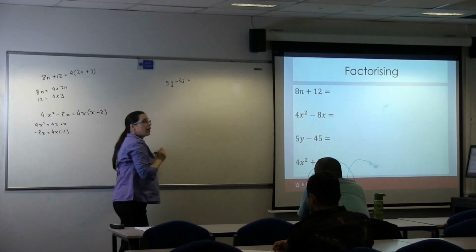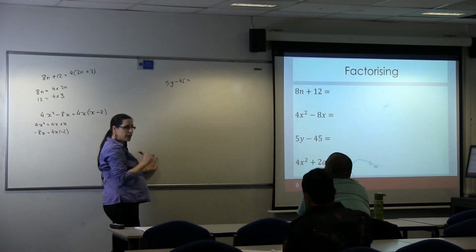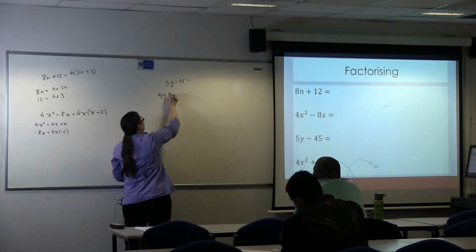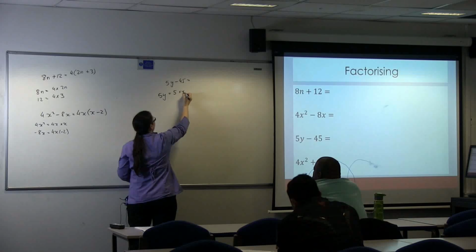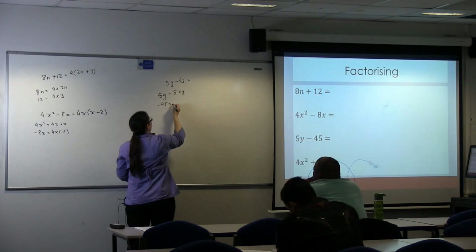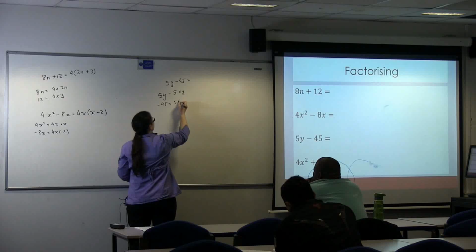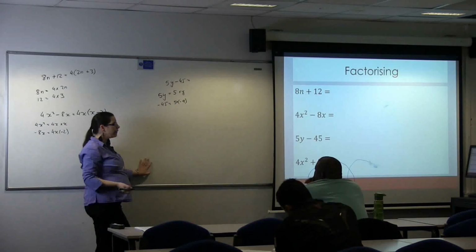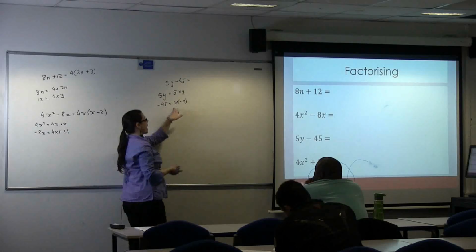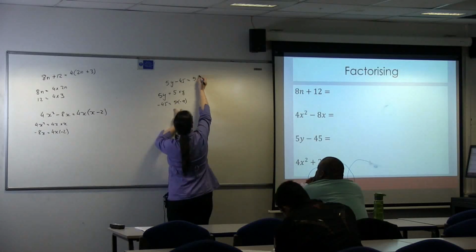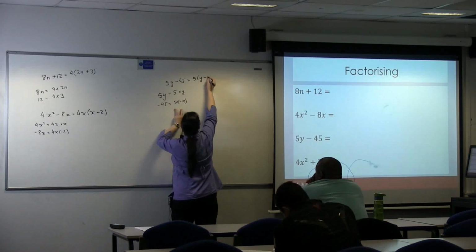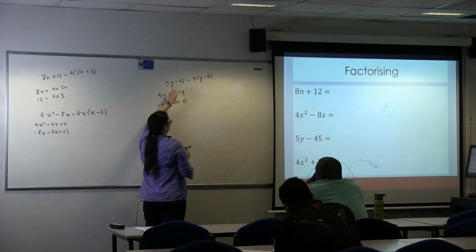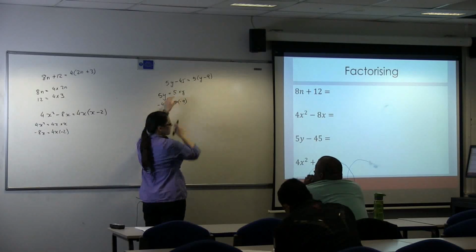If I look at 5y minus 45, that is probably simpler to see, because the 5y is 5 times the y, and the minus 45 is 5 times negative 9. And again, that gives me a common factor of 5, and that will be y minus 9. So factor out the 5 from here, the y is left behind, factor out the 5 from here, the minus 9 is left behind.